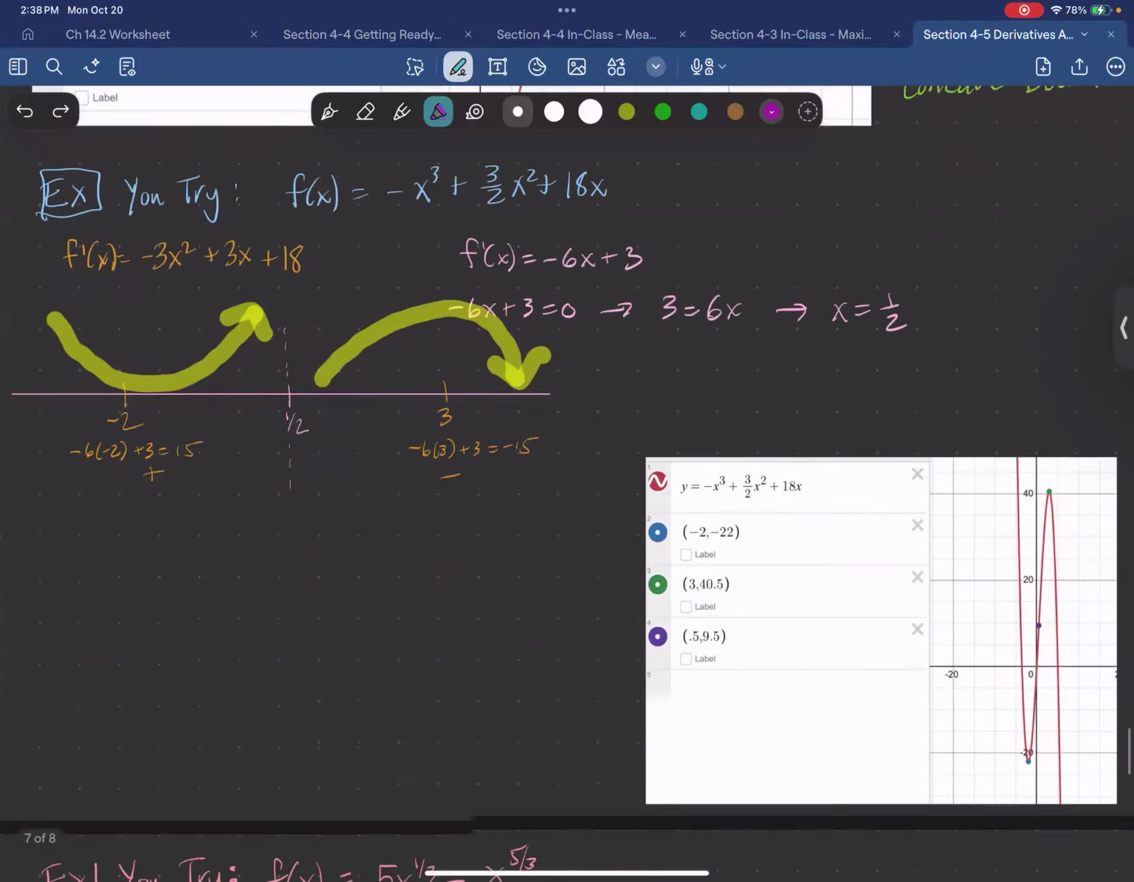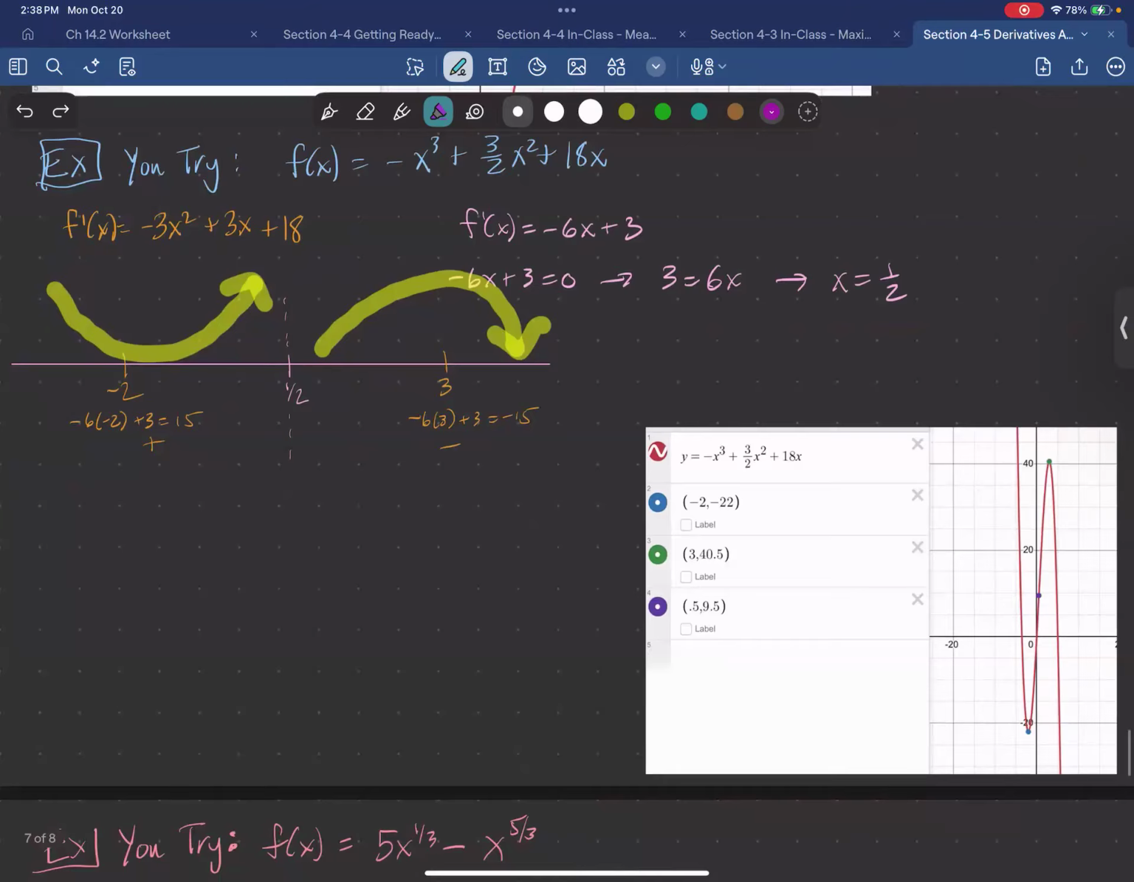All right, we had one more example. I want you to try it. We had 5x to the 1/3 minus x to the 5/3. You already did the first derivative. I would recommend going back and using it. And I recommend not using the version where you found a common denominator. Okay?